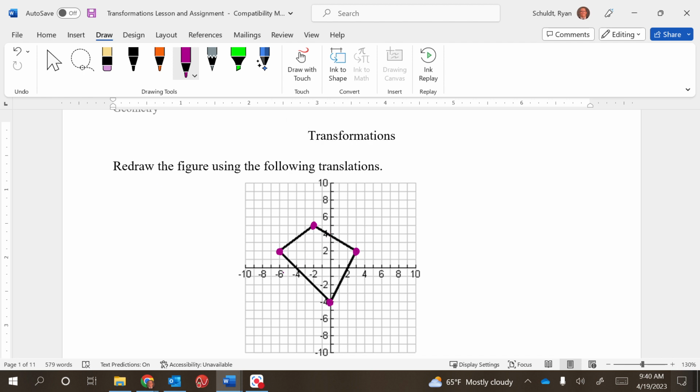So let's do that out here. This point all the way to the left is at -6, 2. Then we're at -2, 5. Then 3, 2. And then 0, -4. I said that backwards. These are my original points.